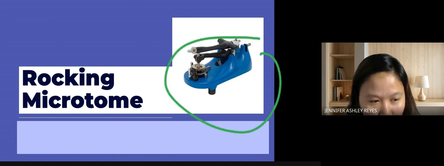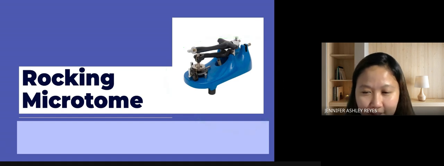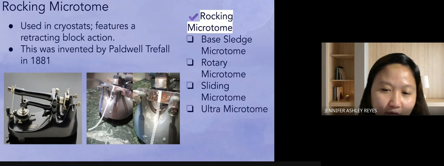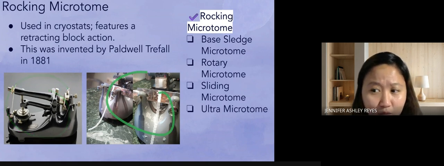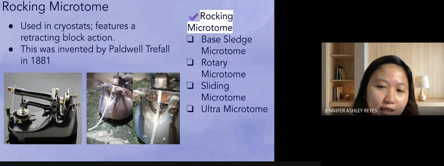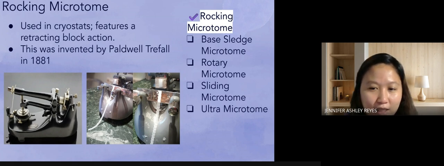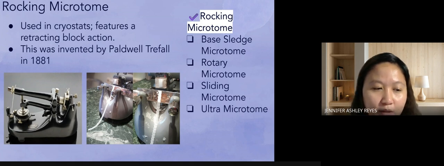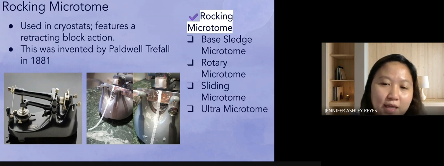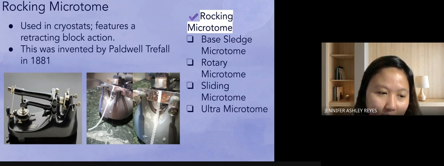Next is the rocking microtome. This is an old school legend, historical yet functional in design. It was invented by Caldwell and Trefall in 1881. Para siyang sewing machine, sewing kit. This is also sometimes used in cryostats and it features a retracting block action. It will pull the block away after each cut. That's why it's helpful if it's used in a cryostat.